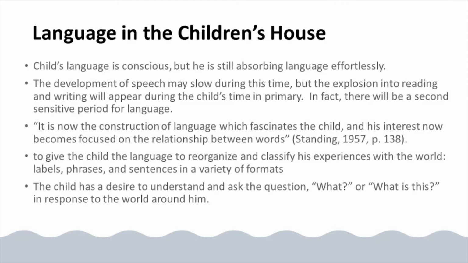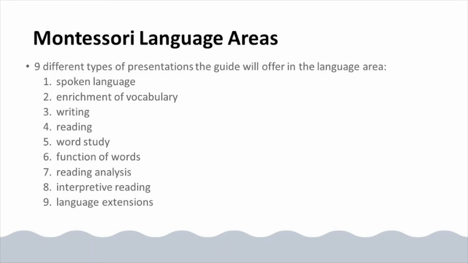The child has a desire to understand and ask the question, what? Or what is this? In response to the world around him. Now, in the second plane, those questions start to change. In the second plane, those questions change into possibly why or how. But in the first plane, we're really talking about what. What is this? How do I organize this information, and how do I classify it? So that's what we're really talking about in this age group.